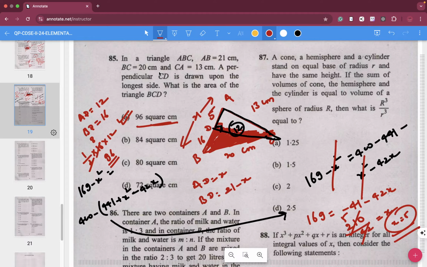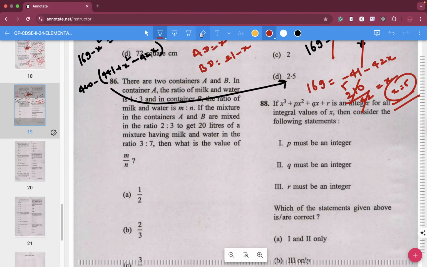I hope you guys are understanding. So with that we'll move to the next question, question number 86 in that case.